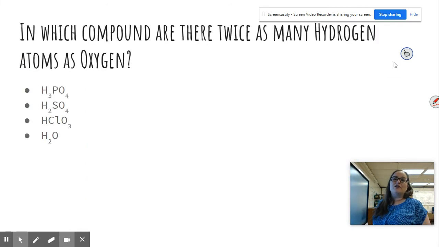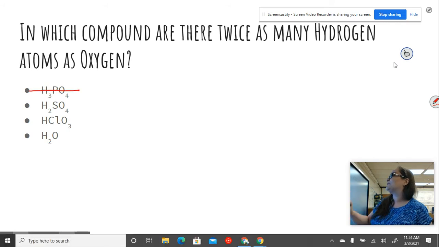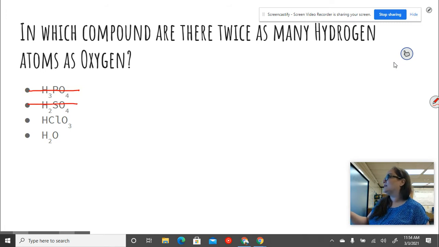In which compound are there twice as many hydrogen atoms as oxygen? So looking at the first one, there's 3 hydrogen and 4 oxygen. So that's not twice as many. Here, there's twice as many oxygens as hydrogens. So that's not it. Here, we've got 3 oxygen and 1. That's not twice as many. We have 1 oxygen and 2 hydrogen. That would be it. We have twice as many hydrogens as we do oxygens in that formula.